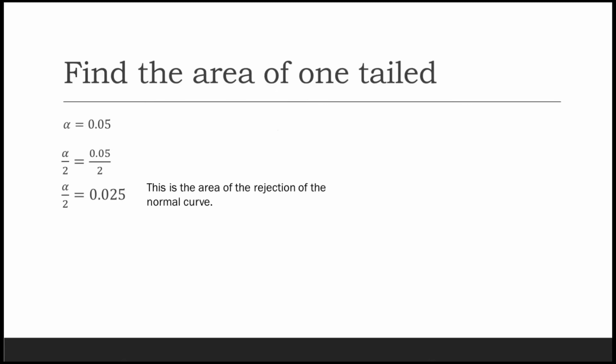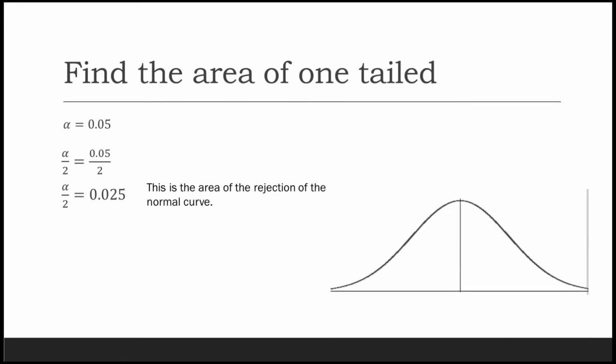So ito lang yung area ng rejection natin. So again, ito yung rejection natin. So ito lang yung area ng 0.025. So we need to get the area of this part. Ayan, sa part na to. Then, to get the area of this part, we need to subtract 0.025 sa ating 0.5. So, 0.5 minus 0.025 is equal to 0.475.